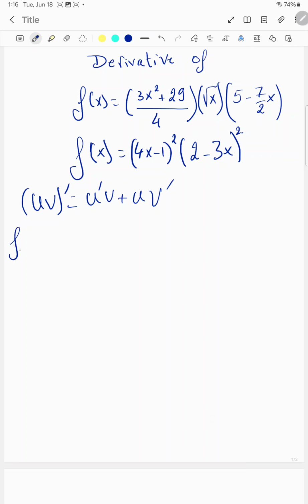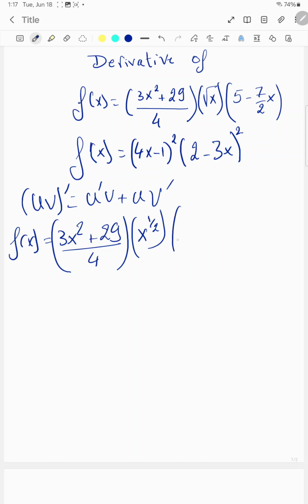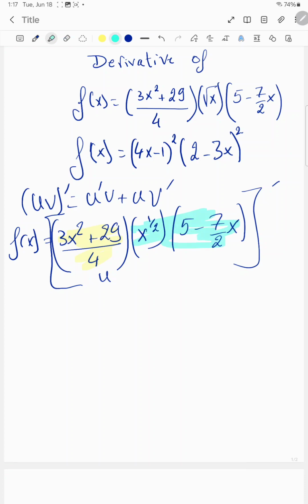So let's write it down. f of x equals (3x squared plus 29) divided by 4, multiplied by the square root of x. I can write it as x to the power 1/2, which will be easier to derive. Multiplied by (5 minus 7x over 2). And I want to calculate the derivative of this. So first I take (3x squared plus 29) divided by 4 as my u, and I take the square root of x times (5 minus 7x divided by 2) as my v.